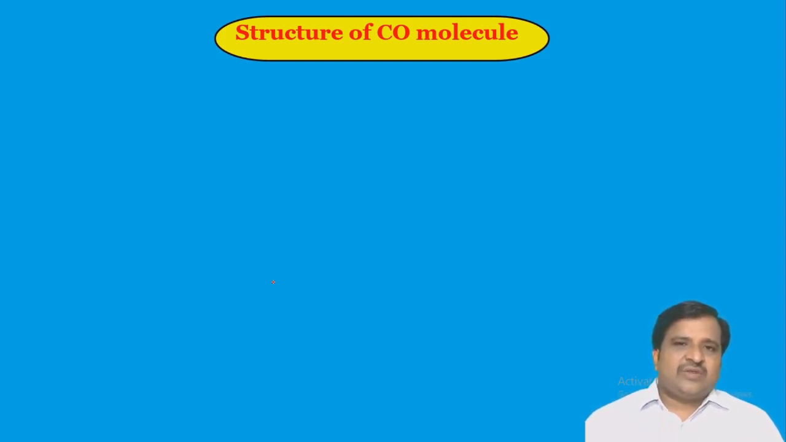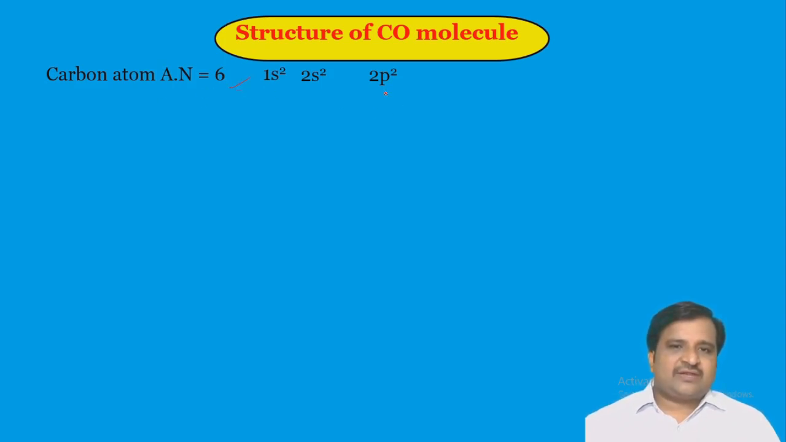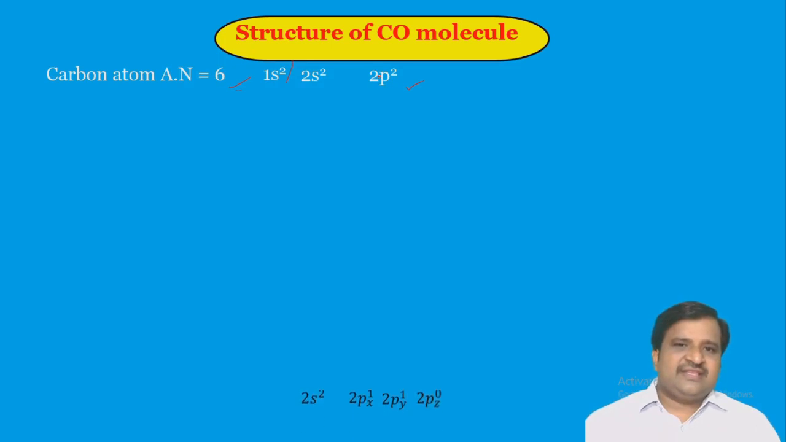First of all, we need to know the structure of the CO molecule. In the CO molecule, the carbon atom has atomic number 6 and electronic configuration 1s2, 2s2, 2p2. Here 1s2 is the inner shell, and 2s2, 2p2 is the valence shell. In this, 2s2 and 2p2: 2px1 and 2py1, and 2pz is vacant.